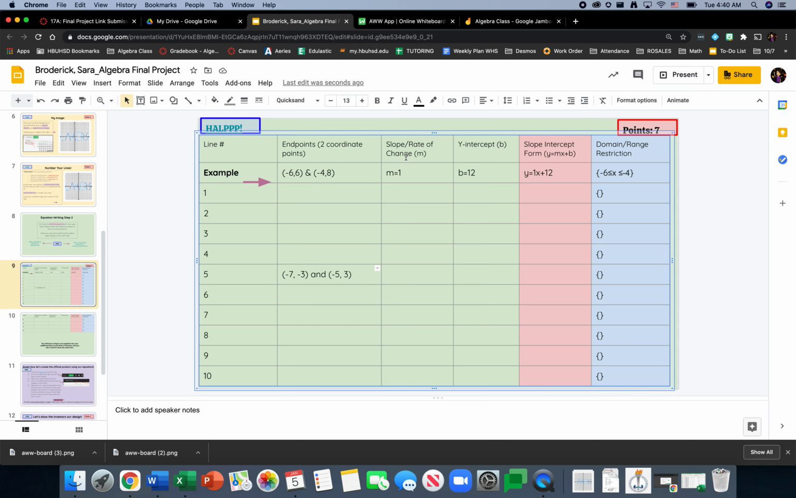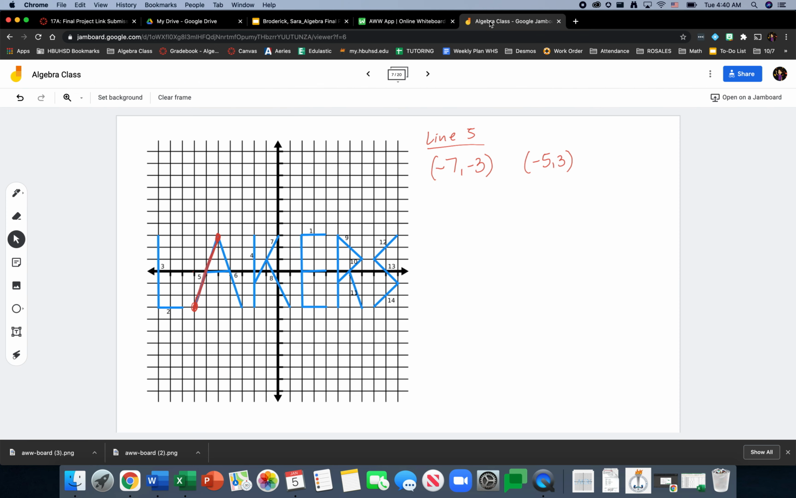Now notice what I need. I need my slope and my y-intercept, which is of course what I need to write my equation, y equals mx plus b, right? Because once I have an m and a b, then I have the equation. So how am I going to figure out my m and my b? That's what I have to figure out.